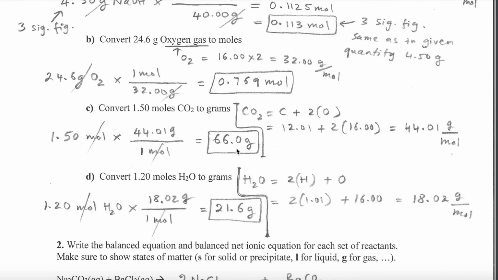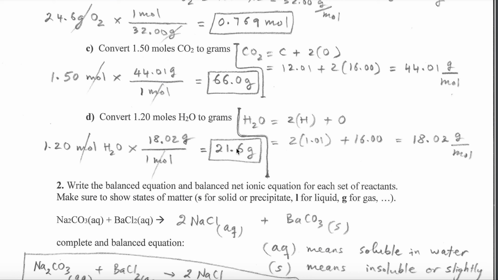That's pretty standard. Okay, and here's another one. So we have 2 practice problems for converting grams to moles and 2 practice exercises for moles to grams. 1.20 moles of water. Molar mass of water, 2 hydrogens plus 1 oxygen, should be 18.02.